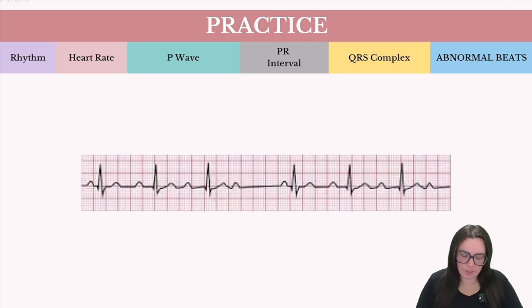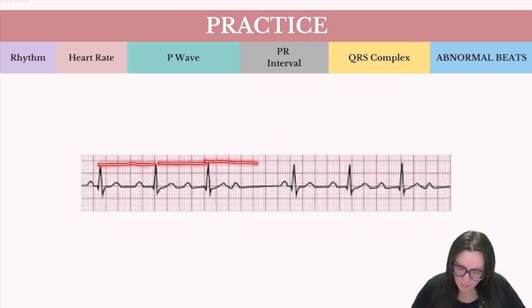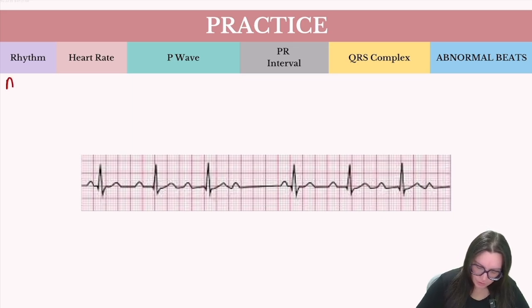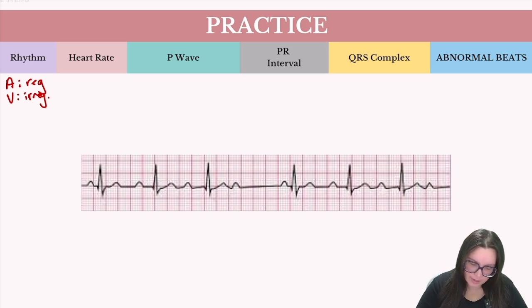So what kind of rhythm do we have here? If I was to measure out my QRS complexes, oh, look at that. I'm missing a QRS complex here. So I know I'm dealing with some kind of block. And if I measured this out, the atrial rhythm would be regular, and then my ventricular is irregular. So what is my heart rate? Let's count our QRS complexes that we have here. I've got 1, 2, 3, 4, 5, 6. So we get approximately 60 beats per minute with this rhythm.